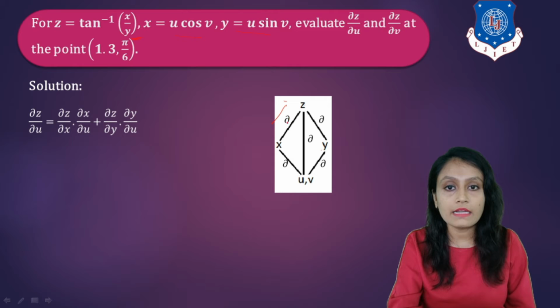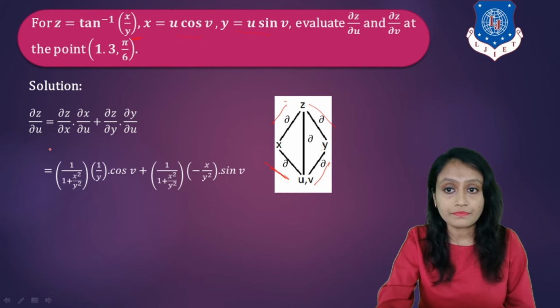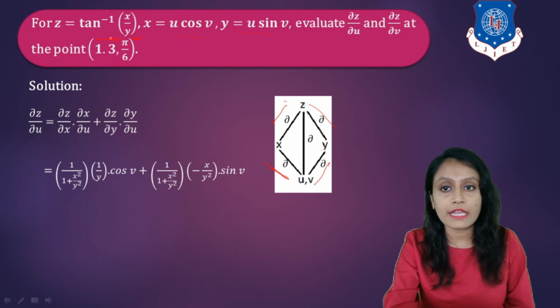That is del z by del x into del x by del u. That is this first term. Plus the next one, del z by del y into del y by del u. So this is our second term. Okay, next one. Derivative of z with respect to x. So from here we have to take the derivative of z with respect to x keeping y constant.